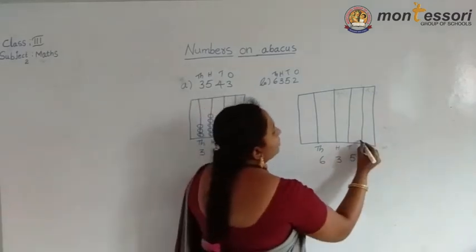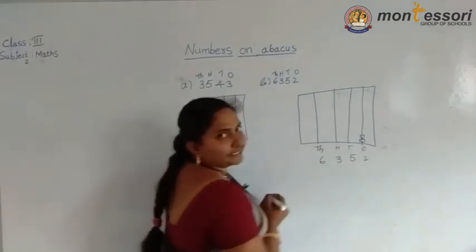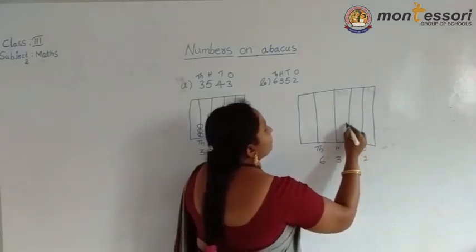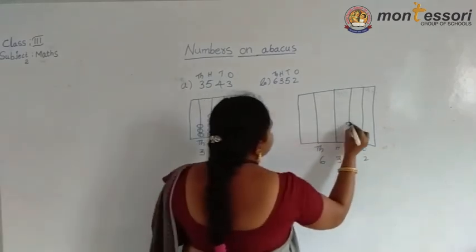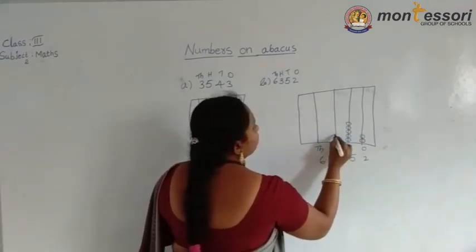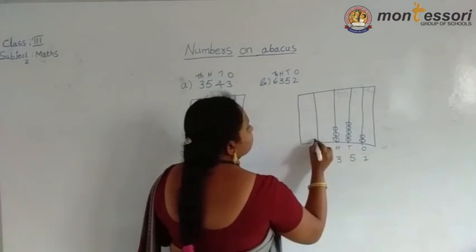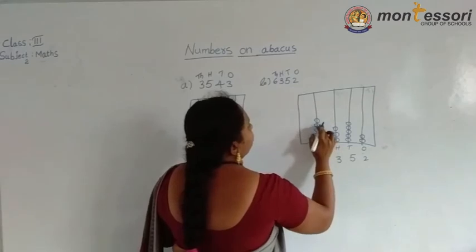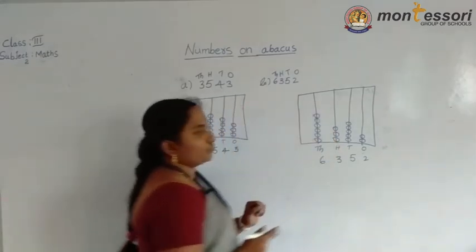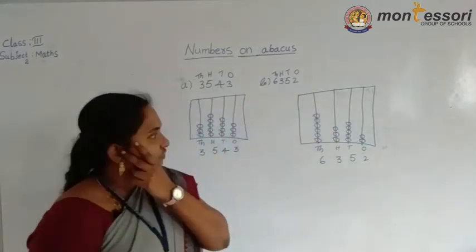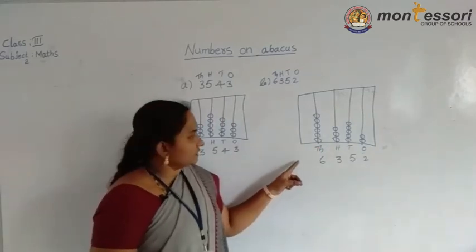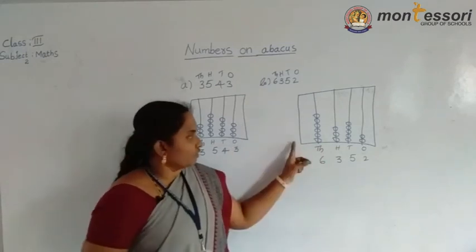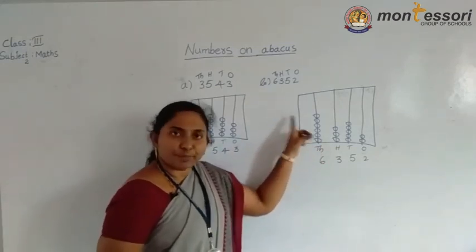And again here 2 means 2 circles, meaning 2 beads. And here 5 means 5 beads. And next here 3 means 3 beads. 6 means 6. 1, 2, 3, 4, 5, 6. Okay, understood? You can draw like this. Understood all of you? So this is how a question like this can be done. You can draw the figure and you can draw the beads also.